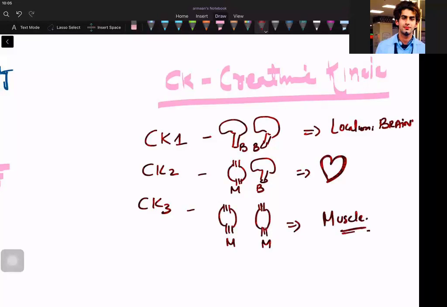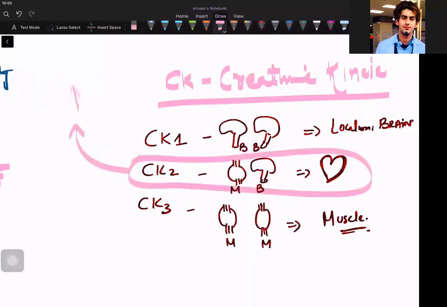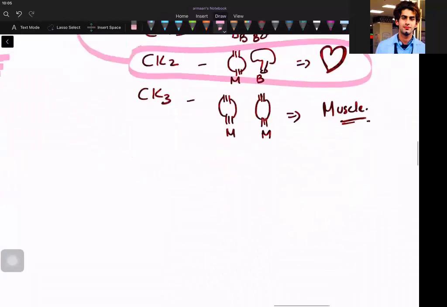Can we remember this? If I tell you, out of these three, which enzyme in the blood will increase in MI, myocardial infarction? See, we are doing clinical orientation. Very good, CK2. So CK2 increases in MI. Correct? So can we do its electrophoresis? Yes, let us do the electrophoresis.